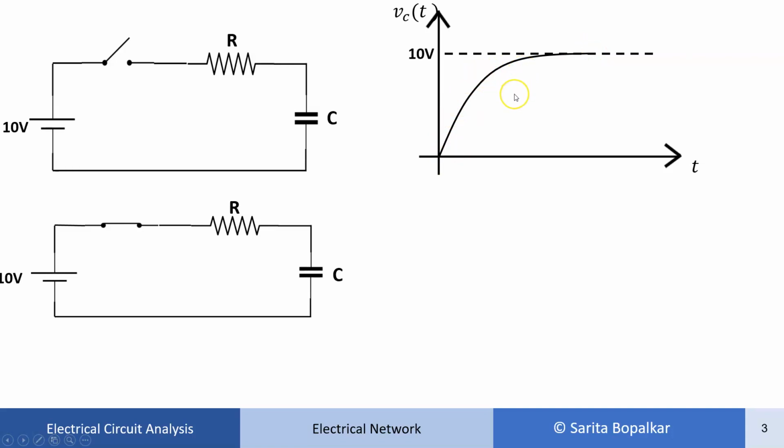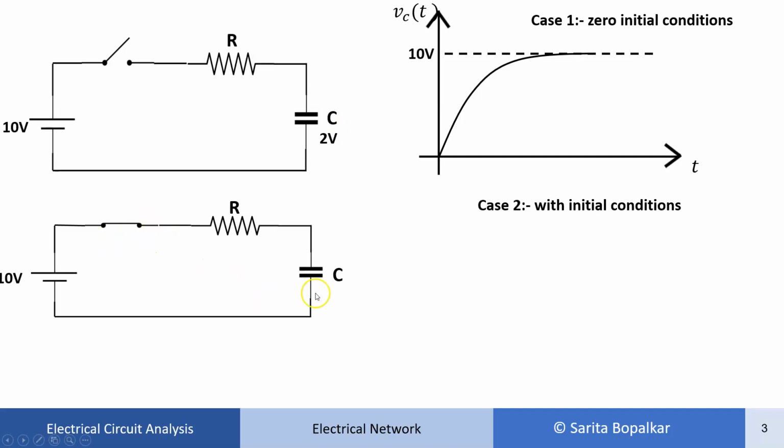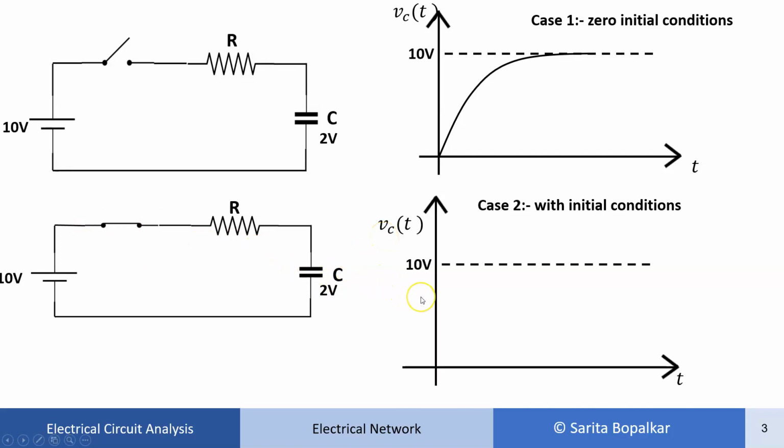Now we'll consider another case. This is the first case with zero initial conditions, which means before applying this 10 volt, the voltage across the capacitor is 0. That's why zero initial conditions. Now the second case is with initial conditions, which means before applying this 10 volt, some charge is already in the capacitor. Suppose the capacitor is already charged up to 2 volt, and then we close this switch. After closing the switch, it will start charging from 2 volt. That means your graph will be like this.